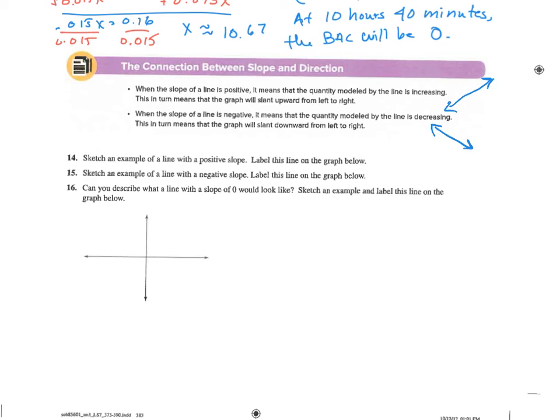Now 14, they want us to sketch an example of a line with a positive slope. And 15, sketch an example of a line with a negative slope. It says, can you describe what a line with a slope of 0 would look like? Well, I can not only describe it, I can draw it. So it's not either going to be increasing or decreasing. It'll be horizontal, okay? So that's what a line with the slope of 0 looks like.